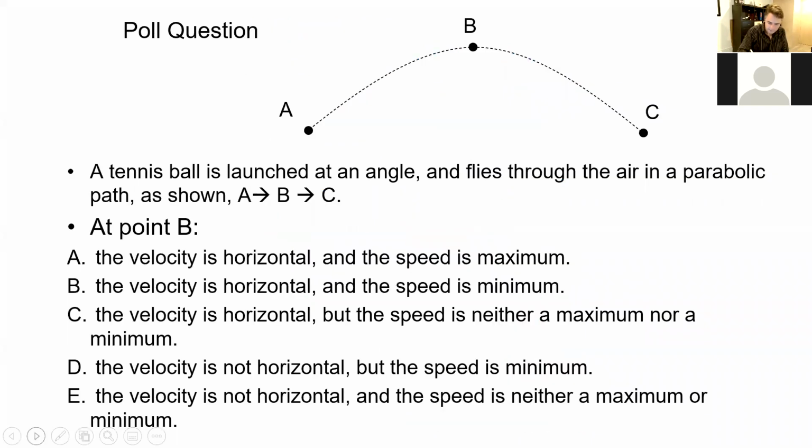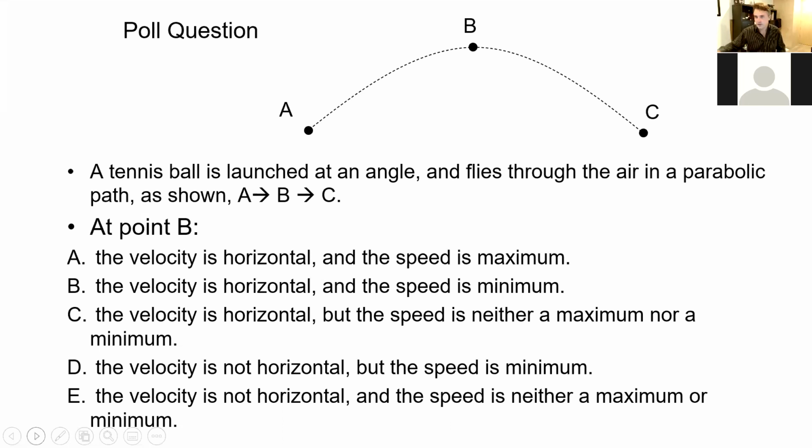Let's do another quick poll here. A tennis ball is launched at an angle and it flies through the air in a parabolic path as shown from A to B to C. At point B, let's launch a poll here. Is it A, the velocity is horizontal and the speed is maximum? B, the velocity is horizontal and the speed is minimum? C, the velocity is horizontal, but the speed is neither a maximum nor a minimum? D, the velocity is not horizontal, but the speed is minimum? Or E, the velocity is not horizontal and the speed is neither a maximum nor a minimum?